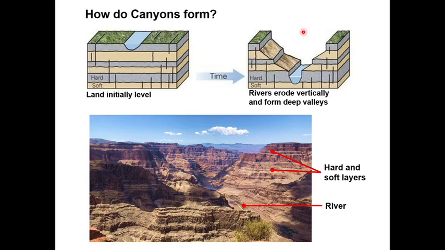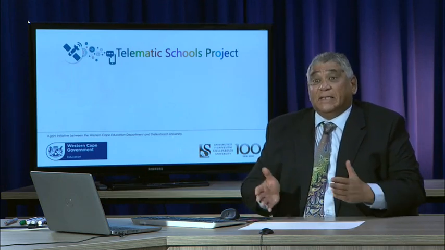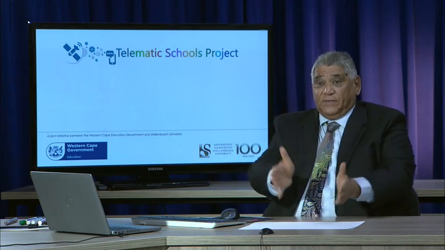What happened over time is the following: the rivers erode vertically and form deep valleys, nearly like a stepped slope that you've got here, right? That's very important, that you must know that. Of course, it didn't happen overnight. We look at millions and millions of years that it took for a river to actually erode through this landscape, and we form these hard and soft layers with regard to canyons.